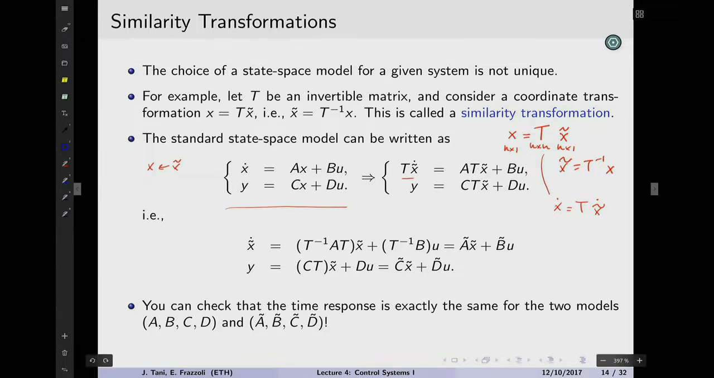So we got this part here, and here instead all we're doing is just substituting. At this point, we don't like the T on the other side, so we left multiply both sides of the equation by T inverse. And what we get is that these two go away, and we have T inverse A T, T inverse B, C T, and D, which we can call new A, B, C, D matrices. No, sorry, this is the same.